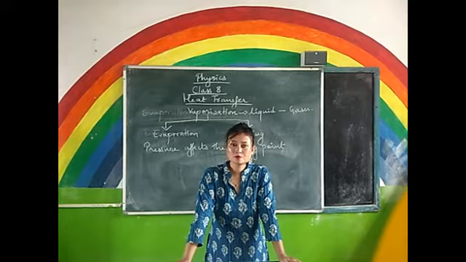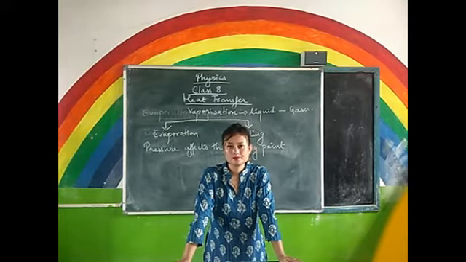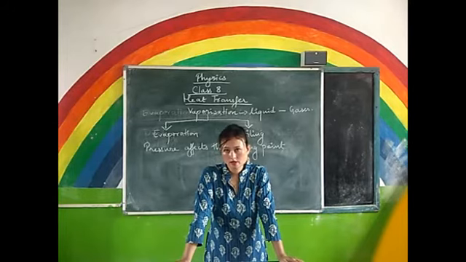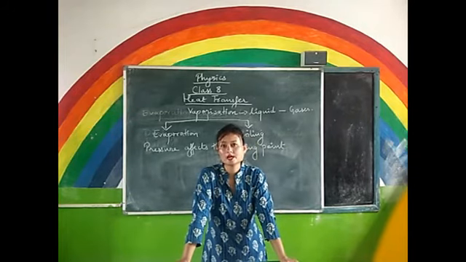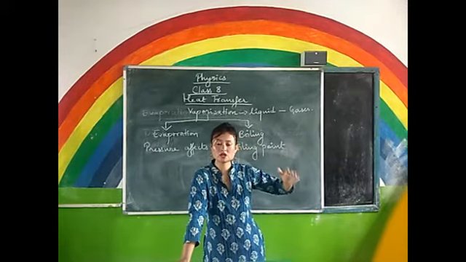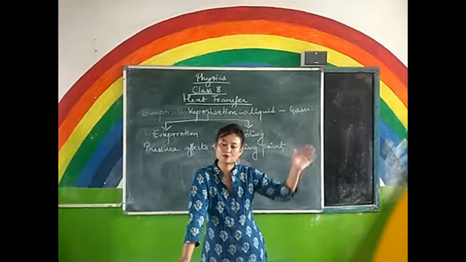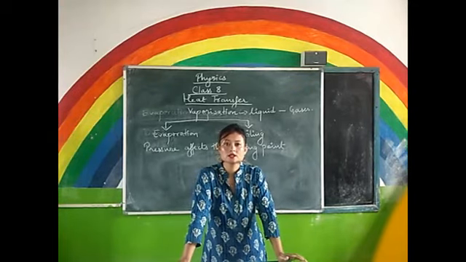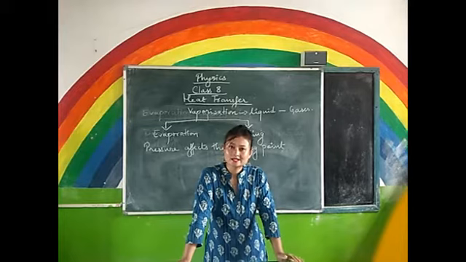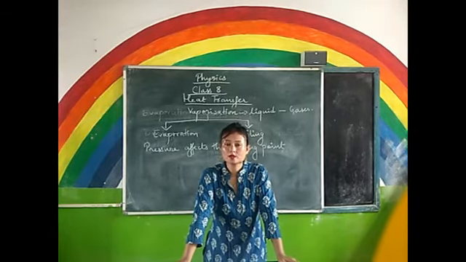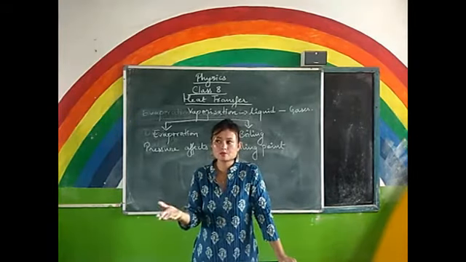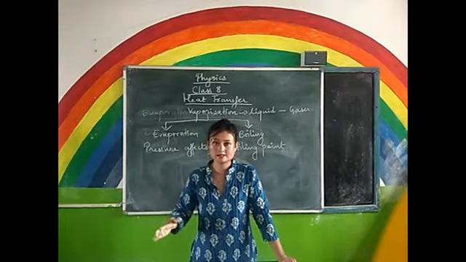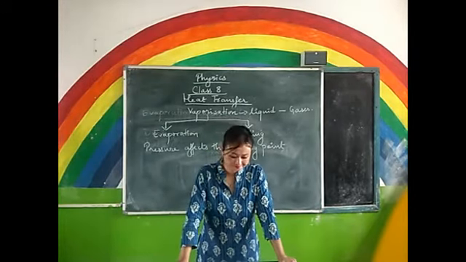If the atmospheric pressure is more, the boiling point will also be more. When you climb up to a higher altitude, what happens? The atmospheric pressure becomes less. With increasing height, the atmospheric pressure decreases. So, if the atmospheric pressure decreases, the boiling point also decreases. That is why the boiling point of water on the hills and the boiling point of water at sea level, that is on the plains, would be different.